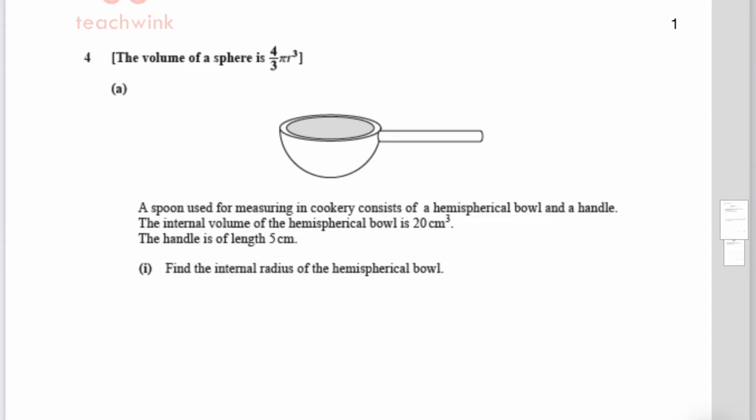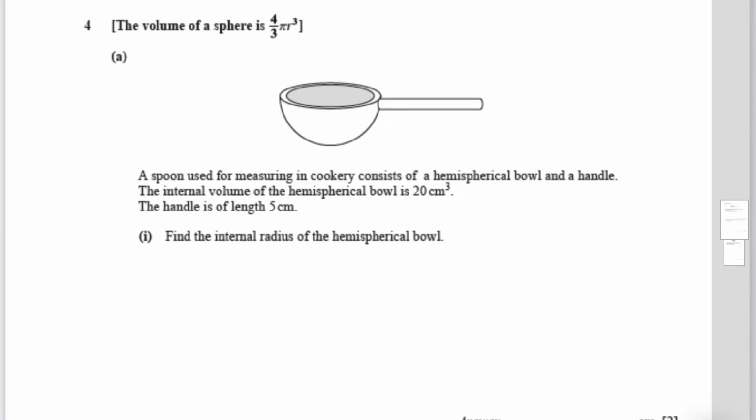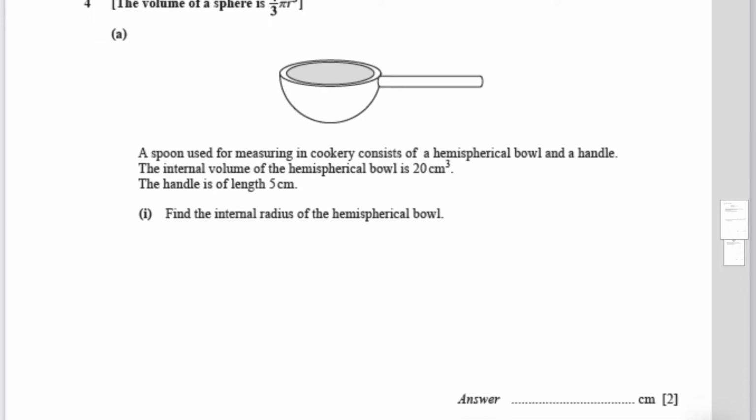The question says, a spoon used for measuring in cookery consists of a hemispherical bowl and a handle. The internal volume of the hemispherical bowl is 20 centimeters cube. The handle is of length 5 centimeters. Part 1 says, find the internal radius of the hemispherical bowl. In order to find the radius, they've given us the volume over here.